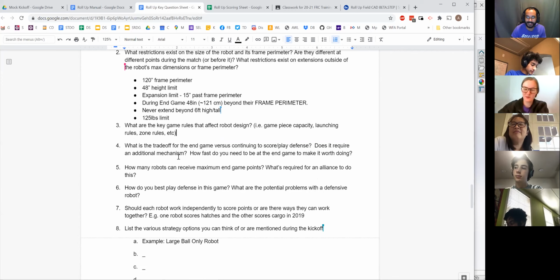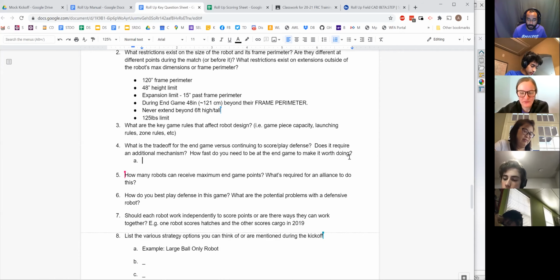Okay, what's the next thing? So key rules about robot design, game keys, cascade launching rules. We went through most of these already. I don't think we have to answer this question in too much depth. I think we have a good idea of those ones. If people want to fill that in, please do. Okay, hey, it's starting to work again.